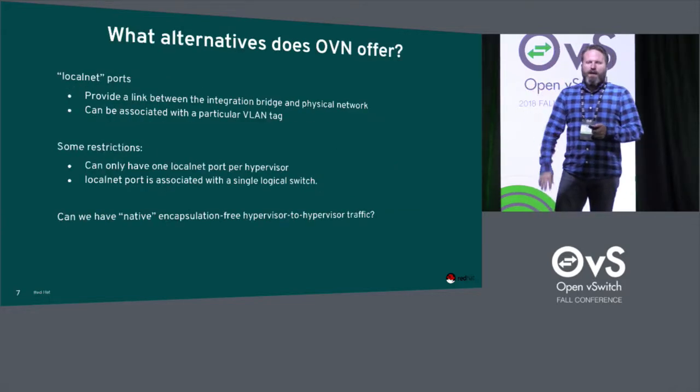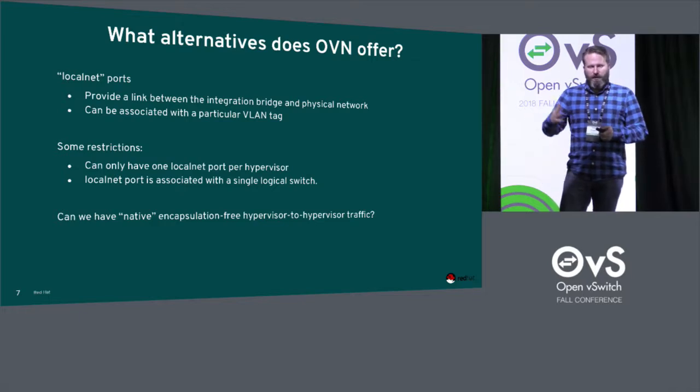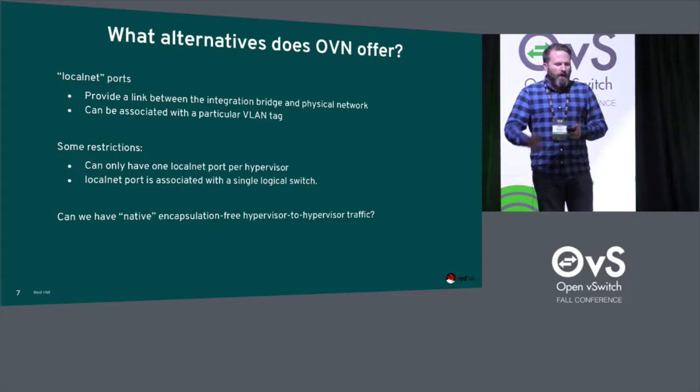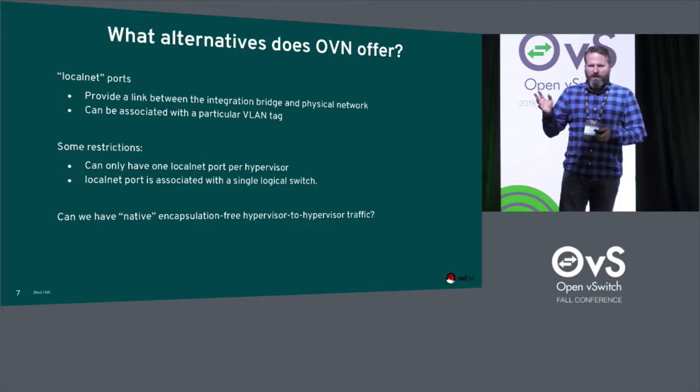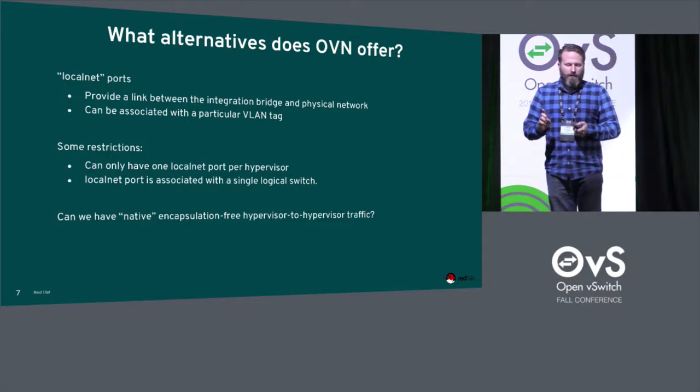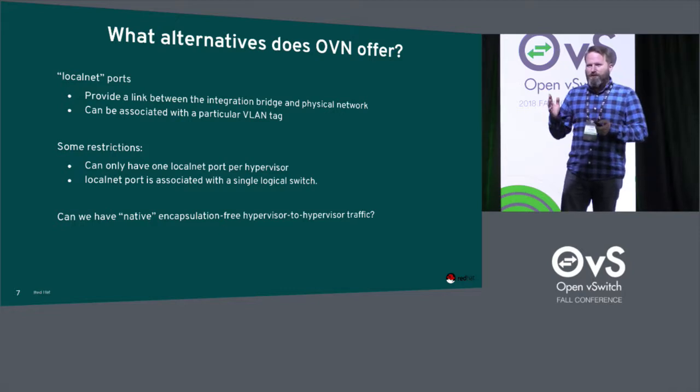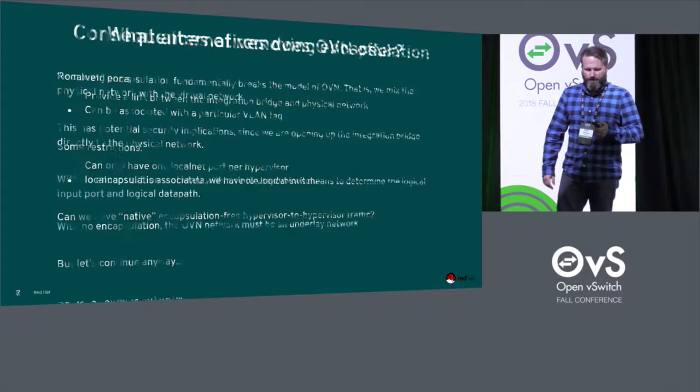If you don't want encapsulation, OVN does have something that you can use right now. It's something called a localnet port. What it does is it provides a link between your virtual network and your physical network, and you can even associate a VLAN tag with it too, so that OVN will put that VLAN tag on output packets and inspect the input packets to make sure that VLAN tag is present. The problem with localnet is you can only have one per hypervisor, and you can only have it associated with one logical switch. So the question is, can you just have native encapsulation-free hypervisor-to-hypervisor traffic?